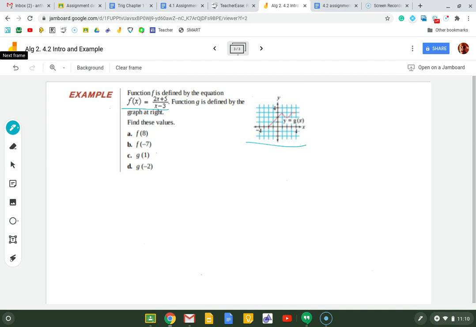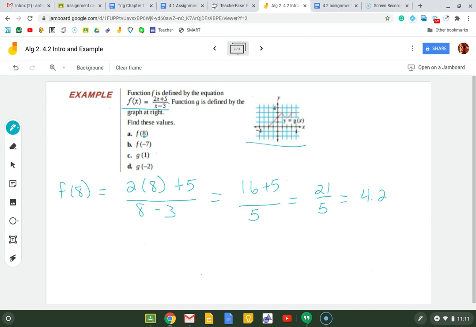Okay, find the value. So f of 8, we're going to replace x with 8. So every x that you see, so I have 2 times 8 plus 5 all over 8 minus 3. 2 times 8 is 16 plus 5 all over 8 minus 3 is 5. So I get 21 over 5, which is 4.2. All right, so that means f of 8 equals 4.2.